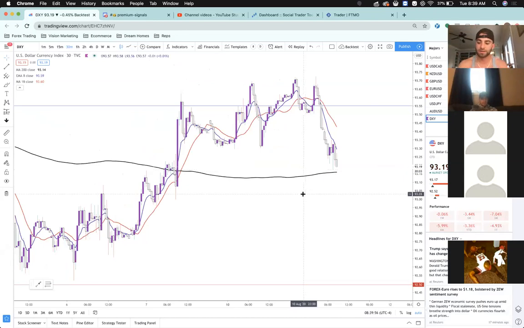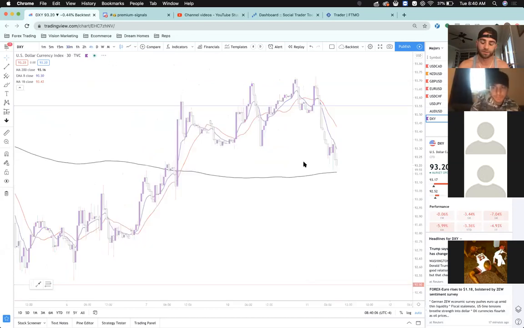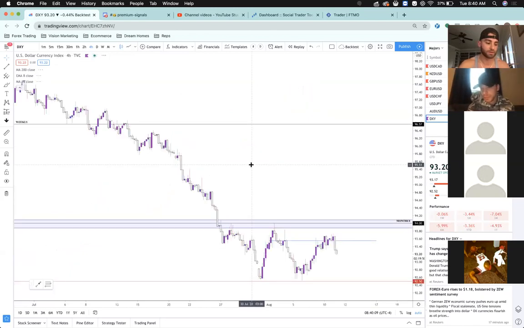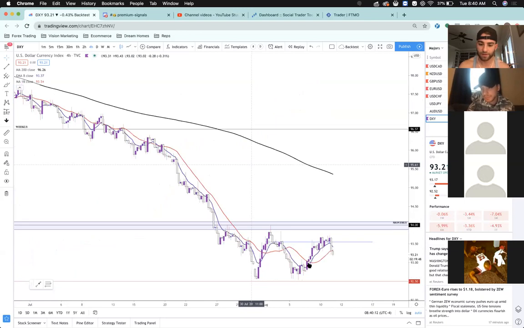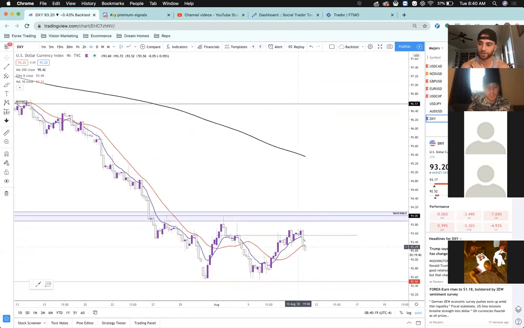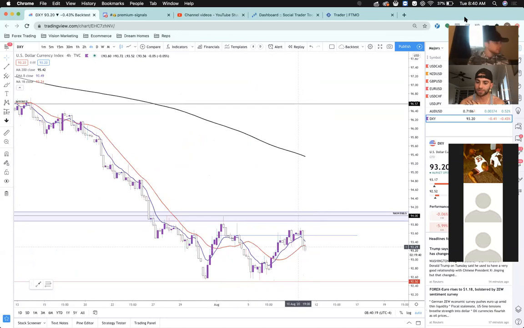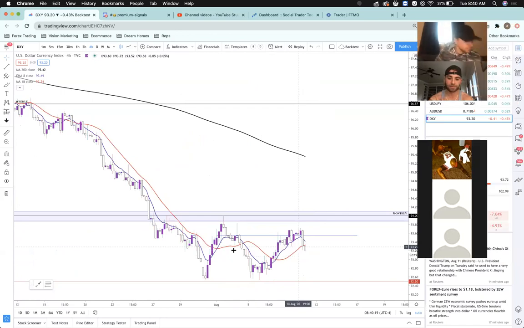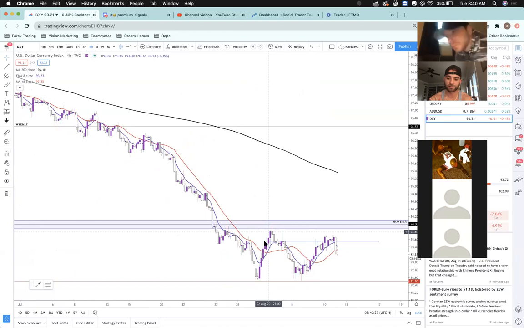All right, so now that we got some real Wi-Fi connection in here, we've got DXY. DXY 4 hour, as Nick went over, rejected this lower high right here pretty significantly with this huge bearish engulfing right there. So this is what we're watching, guys. We're watching DXY. This is the price of the dollar, the value of the dollar. As this is rejecting, we're bearish.